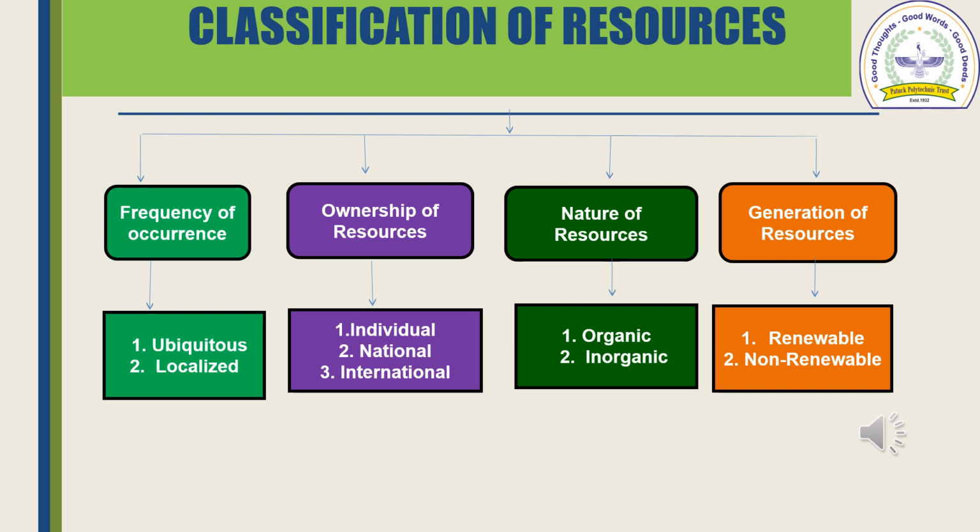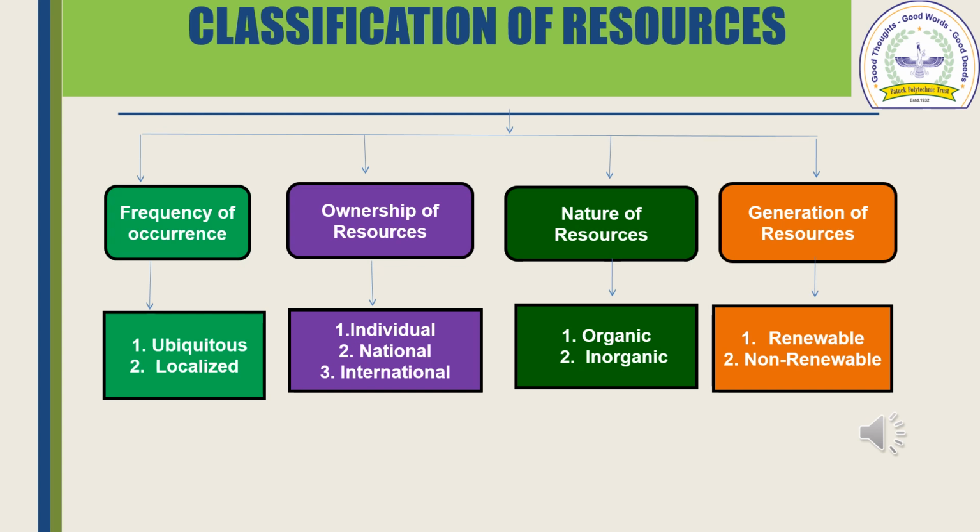Now, inorganic resources or abiotic resources. These resources consist of non-living things. These resources do not have life. There is no growth or reproduction. These resources are exhausted by use while their rate of formation is very slow. For example, minerals, rocks, climate, etc.